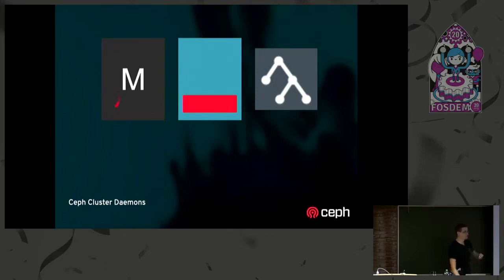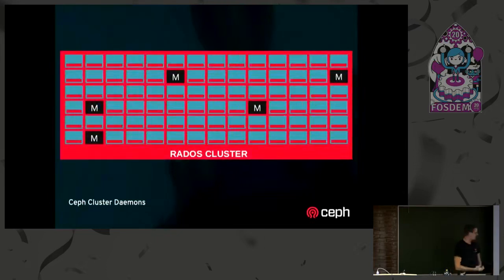We have the monitors, which keep track of the other participants in the cluster. They maintain a series of cluster maps. In particular for this talk, the OSD map, which says what OSDs are part of the cluster and whether those OSDs are up or down right now and what their addresses are. And then we also have a metadata server, which doesn't matter at all for this talk, but you heard about earlier with Patrick and Jeff and may hear about later.